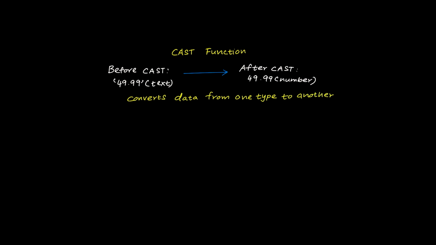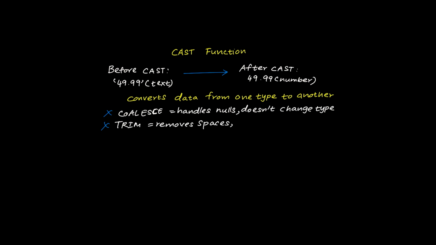Cast handles it all. Coalesce returns the first non-null value from a list. It's useful for dealing with missing data, but it doesn't change data types. Trim removes spaces from text. Helpful for cleaning, but it still leaves the data as text. The type stays the same. Concat joins strings together. That gives you more text, not a number.